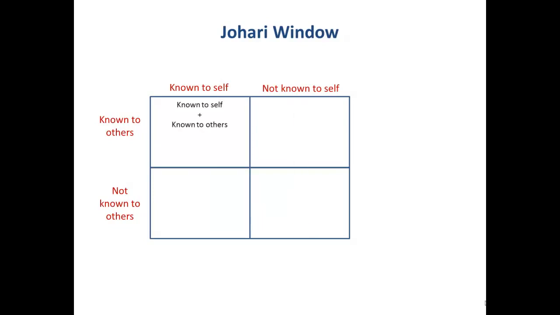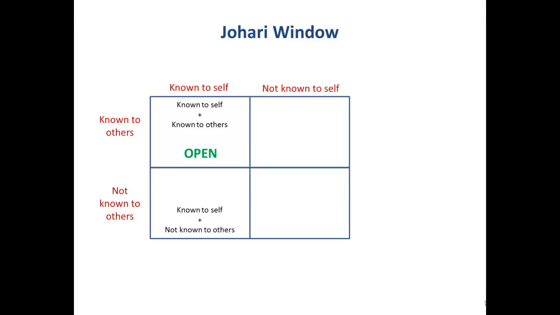So when you put these together, in the upper left-hand corner, what you have in that box is information that's known to the self and known to others. And in the Johari window model, they refer to that as open, because that's information that everybody knows. Maybe you're good at managing projects. Maybe you're someone who interrupts people in meetings. Whatever it is, you know it and other people know it. It's open.